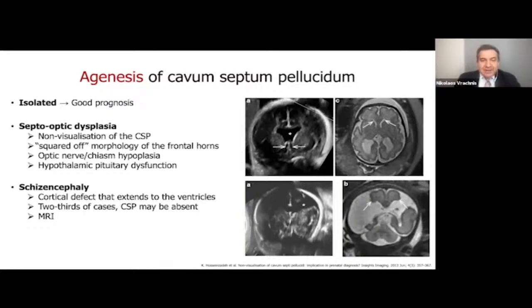In 2/3 of the cases, the CSP may be absent, and this case of schizencephaly needs an MRI. In our differential diagnosis, we have to take particular care about the lower part of this cavity of the lateral ventricles on the coronal view, what is the shape, and this guides us towards the diagnosis.